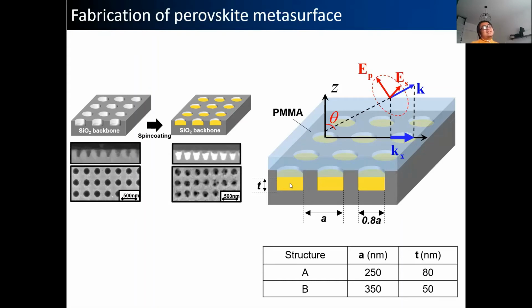So we can see that it's like a lattice of perovskite rods with the period much smaller than the wavelength. Here we have the period about 200 to 300 nanometers. So here's a square lattice, and I will show you two structures that we call A and B with different periods, 250 and 350 nanometers, with slightly different perovskite thickness.